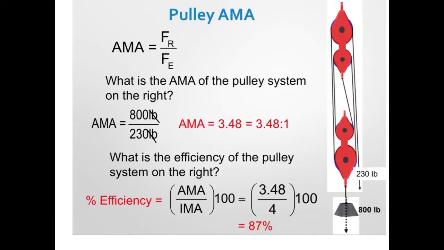Now, what is the efficiency of this pulley system here on the right? We counted the strands, 1, 2, 3, 4, that is supporting our resistance. So our IMA is going to be 4, and our AMA we just calculated as 3.48. So 3.48 divided by 4 times 100 is 87%. And we can assume that we were losing some of that force due to friction.